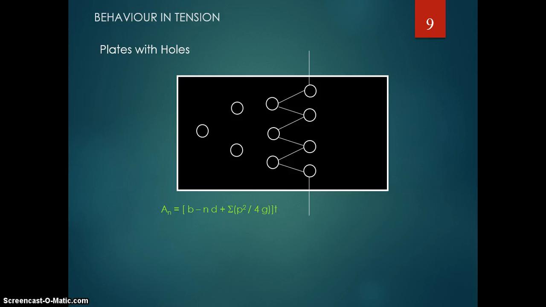Then this is again the plates with holes, again in a staggered pattern. Then you have to calculate the net area required. This formula is given in IS 800:2007. The net area, AN, is equal to the width of the plate, B, minus N times D, where N is the number of bolt holes in that particular pattern and D is the diameter of bolt hole, plus the summation of P square, that is the pitch square, divided by 4 times the gauge distance G, multiplied by T. If you are providing the staggered pattern in the plates, then you have to calculate the net area by using this formula.